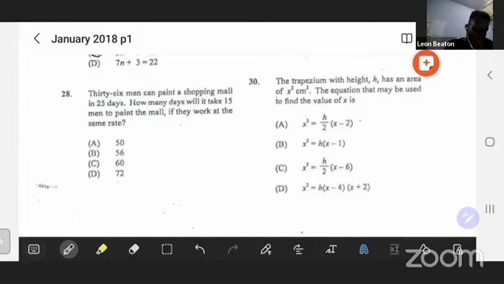So this would be 36 multiplied by 25. That will equal 900 days. When we work this out, it will take one man 900 days to paint the mall. So to find how many days it takes 15 men, you gotta divide this 900 by 15. Dividing 900 by 15, we'll get a value of 60 when you work this out. All right, so this will be C, 60.